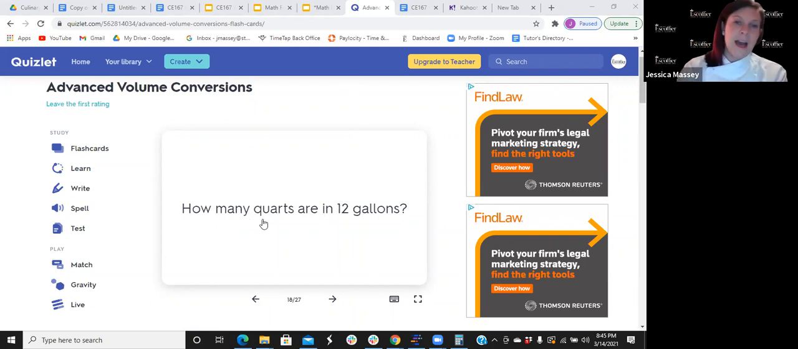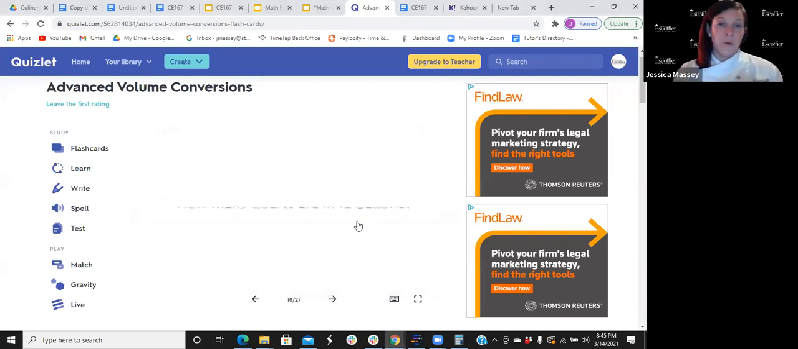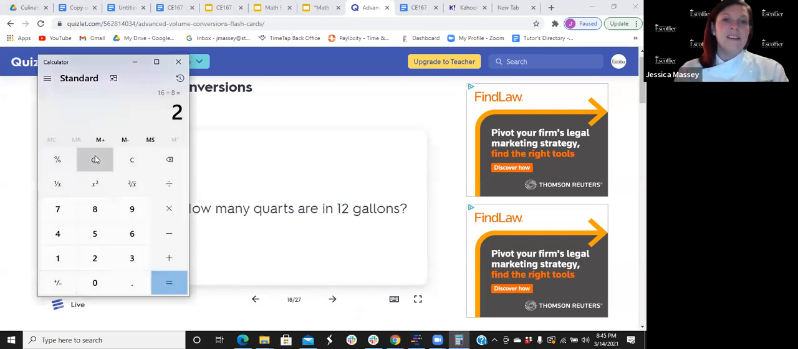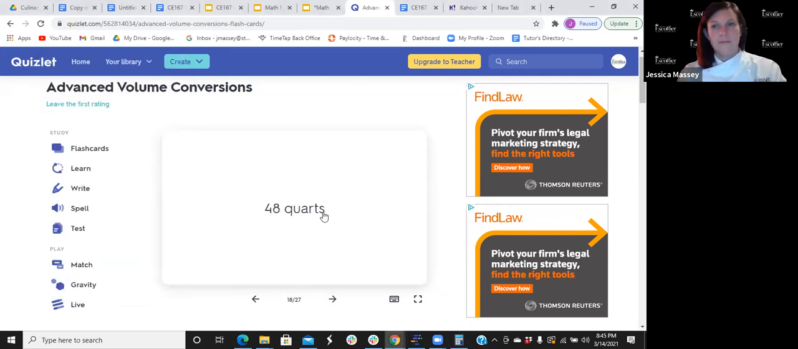So again, you need to know how many quarts are in 1 gallon, which would be 4. Oops, I just told you the answer. Okay, some of you got it. So you have your 4 quarts for every 1 gallon. So you take your 4 and you multiply it by your 12 gallons. And that would give you 48.